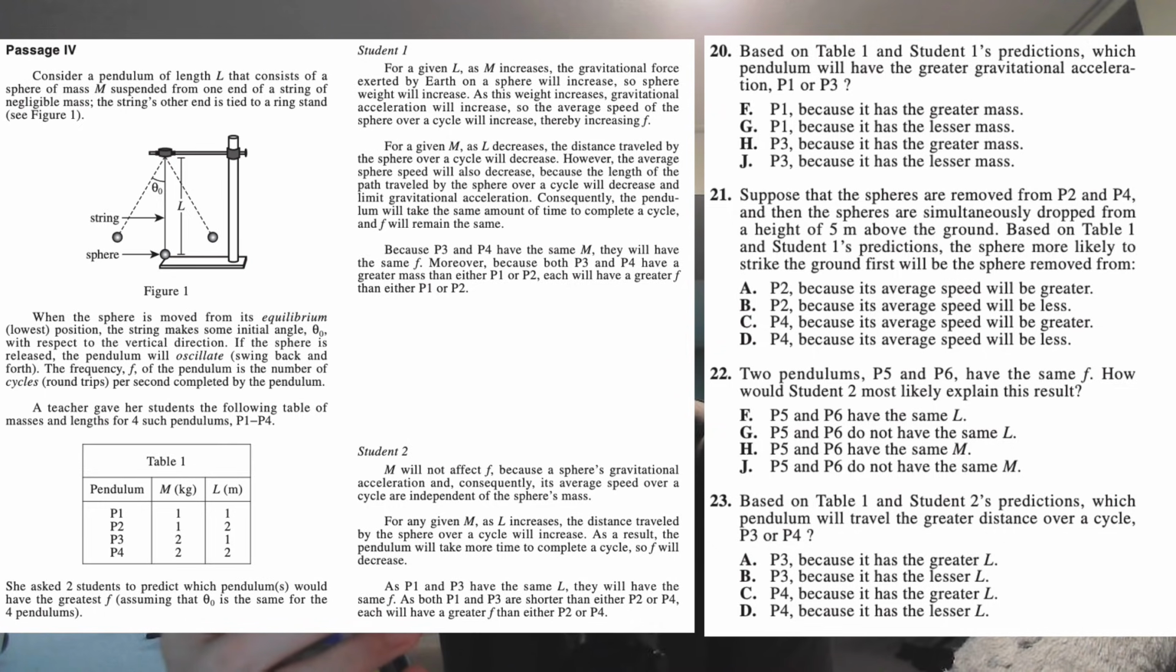And it tells us right there. As M increases, the weight increases, and that also means the gravitational acceleration will also increase. So that just means which one has a bigger weight, right? So we just simplified question 20 from all this complex stuff into, does P1 or P2 have the greater weight?